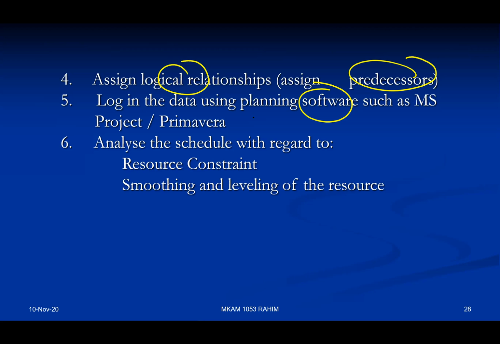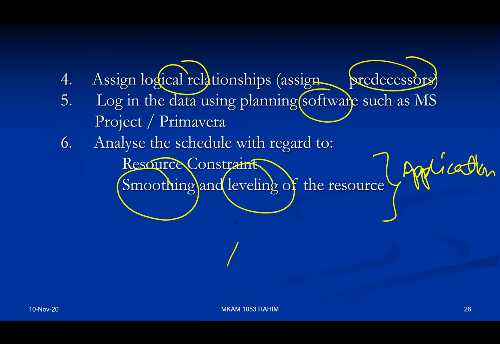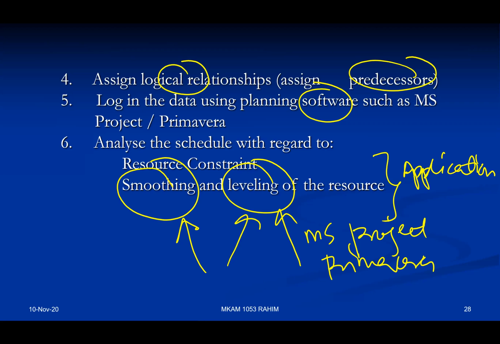And then analyze schedule with regard to, this one is the application of scheduling. Once you input resources, you will notice the terminology leveling and smoothing. In MS Project and Primavera, there is a function or button for the leveling, but not the smoothing. This is just an application. A good scheduler will try to look at many angles, including the utilization of resources, in order to cut down on the costs. If you can cut down on the cost, your boss will be happy because you get more profit.